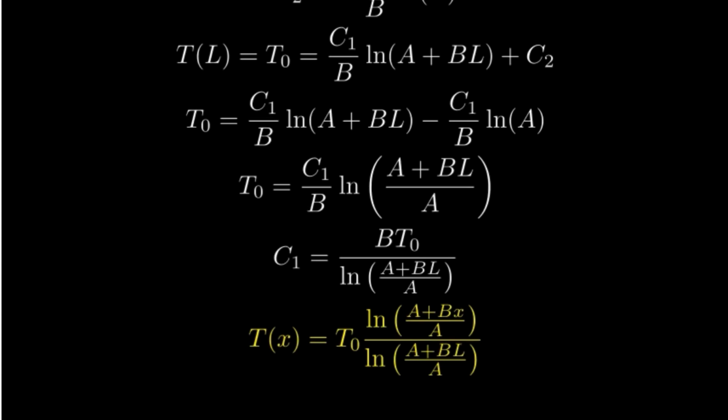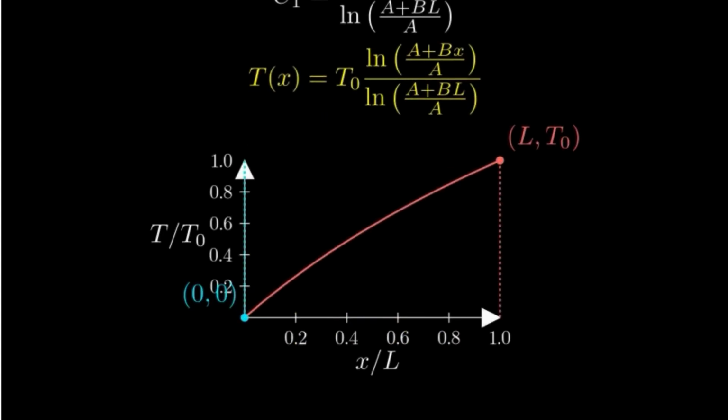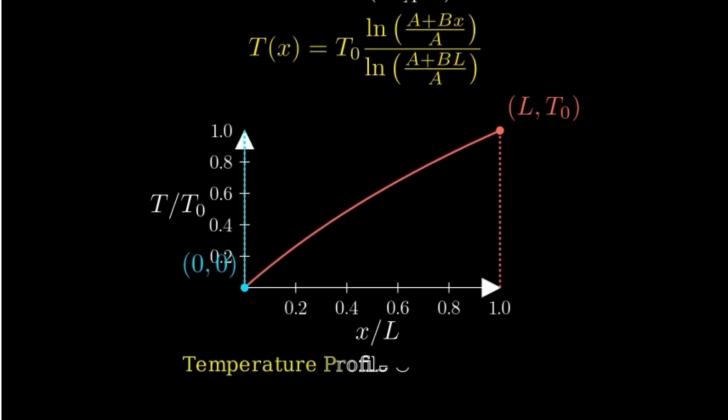T of x equals T subscript 0 times natural logarithm of (A plus Bx) over A, divided by natural logarithm of (A plus BL) over A. Now, let's visualize and analyze the temperature distribution within the slab. Here's a plot of the temperature profile T of x from x equals 0 to x equals L. Looking at this temperature profile, we can observe several important characteristics.